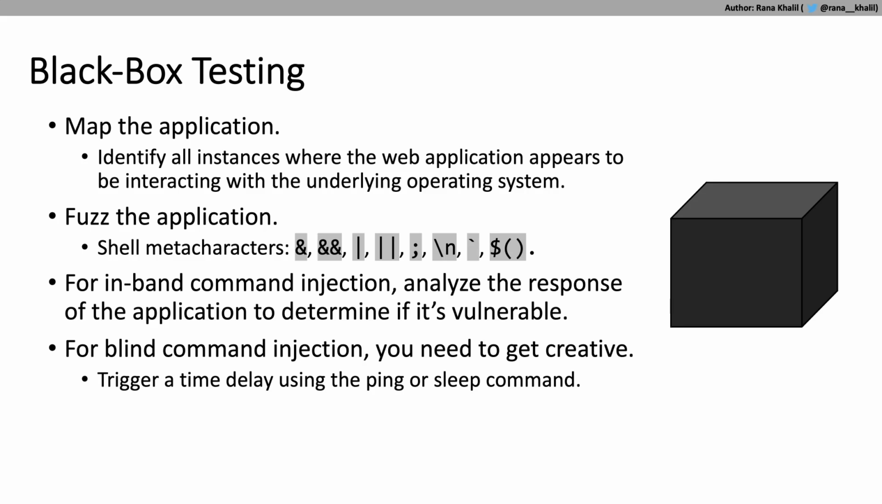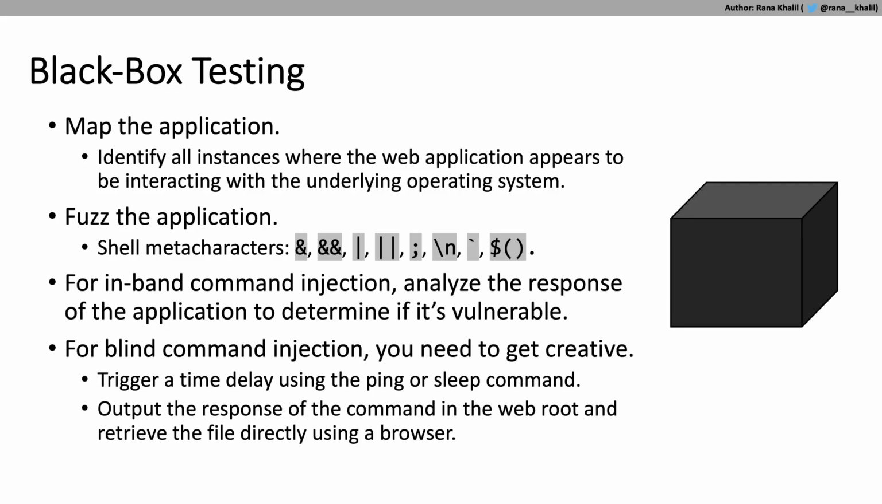Now, this allows you to prove that a command injection vulnerability exists. However, it does not have any impact. So there's no impact to this command injection vulnerability. And the way to get impact is to use one of the following techniques. So you could either exfiltrate data from the application by outputting the response of the command in the web root directory and retrieving that file directly using the browser.